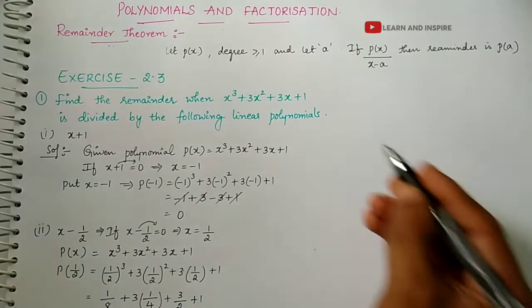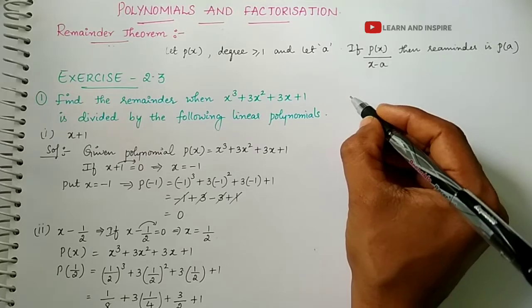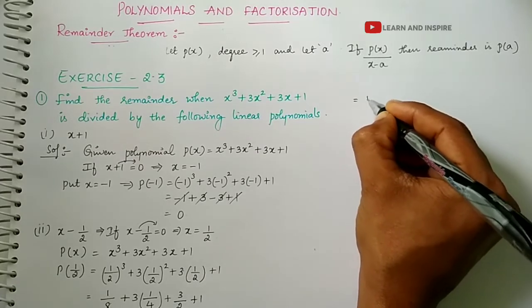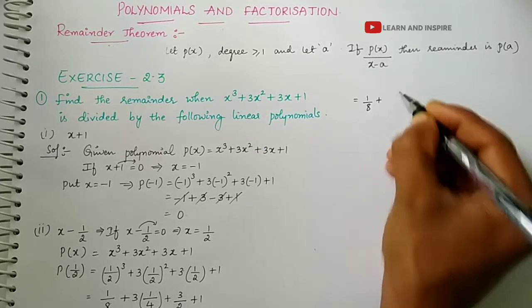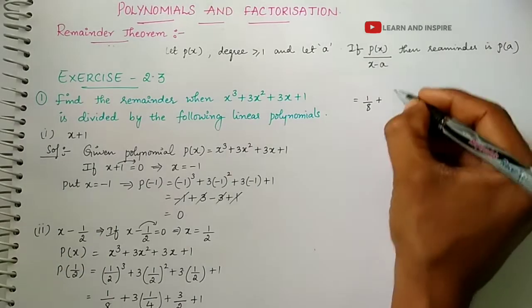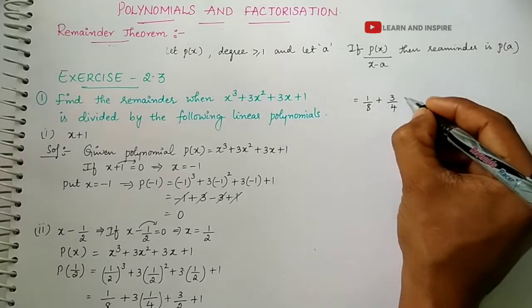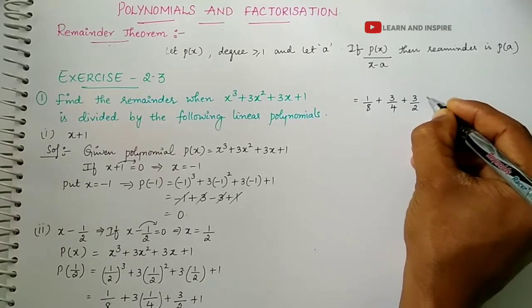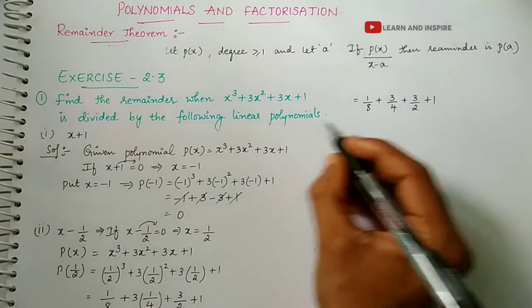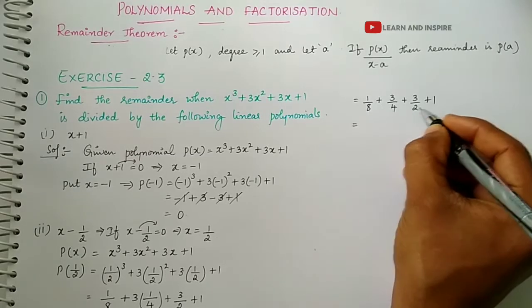So I continue here. That implies 1 by 8 plus 3 into 1 is 3 by 4 plus 3 by 2 plus 1. Okay, so what is the LCM here? LCM of 2, 4, 8.